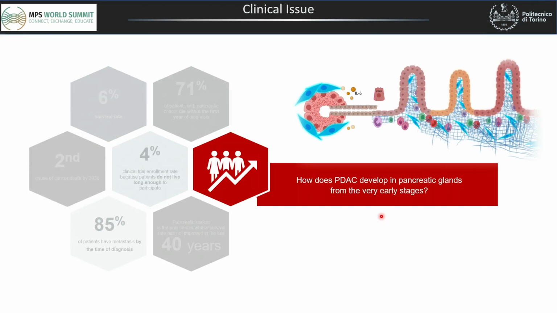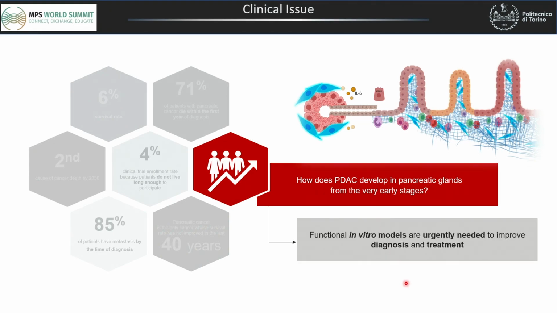Therefore, to enable an earlier detection, we need to understand how pancreatic cancer develops from the very early stages in the pancreatic gland. Our research is focusing on the development of functional in vitro models that can shed light on this pathology and consequently improve the diagnosis and treatment.